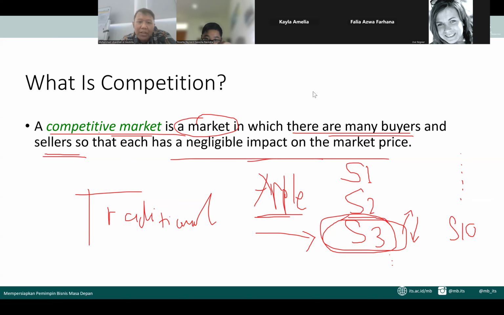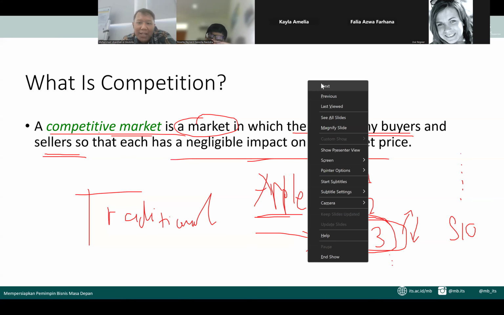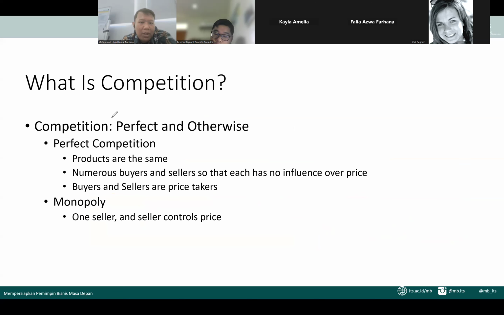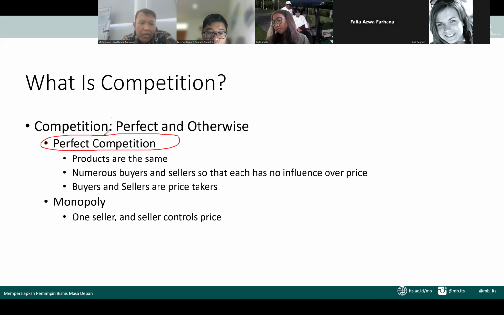Okay, so competitive markets mean that we have many sellers and many buyers. When we speak about competition, we will say that in the market we have many types of competition. First, we have perfect competition. Perfect competition means that the products are the same.